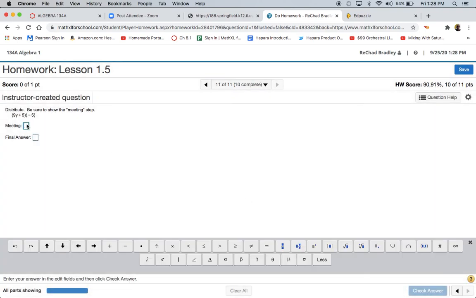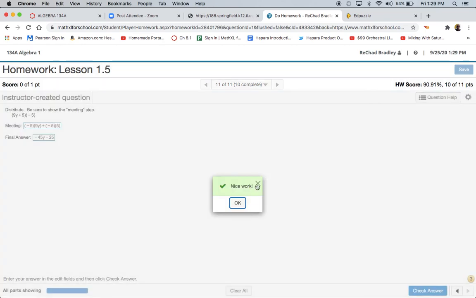Here you have a negative 5. Do not forget to leave that negative 5 in your parentheses as it meets 9y, and negative 5 meets 5. This would be negative because the signs are different, so negative 45y. That also will be negative because the signs are different, so minus 25.